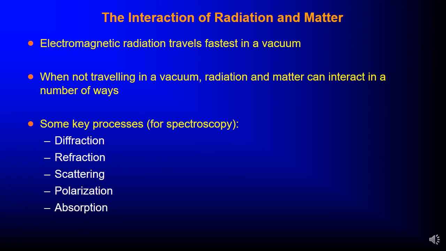The interaction of radiation and matter. Electromagnetic radiation travels fastest in a vacuum, where there is no interference. When not traveling in a vacuum, radiation and matter can interact in a number of ways. The first way of interaction is diffraction. Then we have refraction, then scattering, then polarization, and lastly absorption.